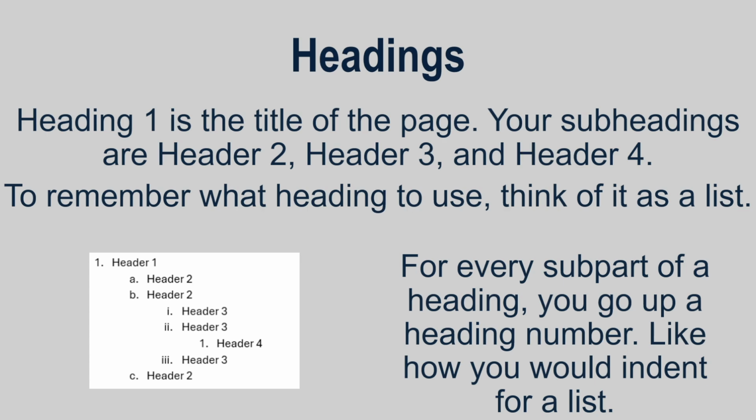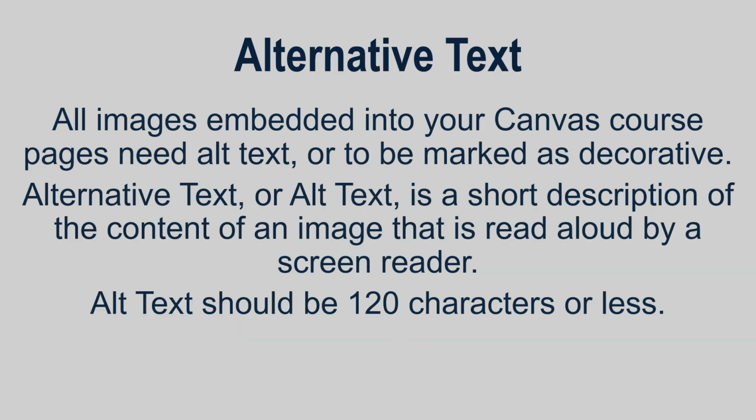All images embedded into your Canvas course pages need alt text or alternative text, or to be marked as decorative. Alternative text, or alt text, is a short description of the content of an image that is read aloud by a screen reader. Alt text should be 120 characters or less.